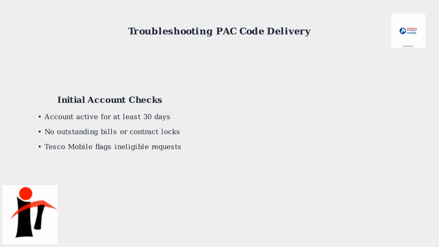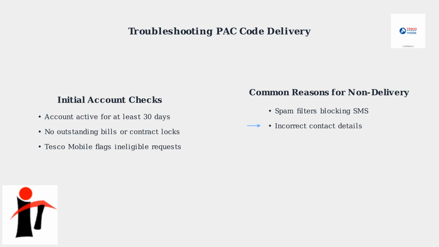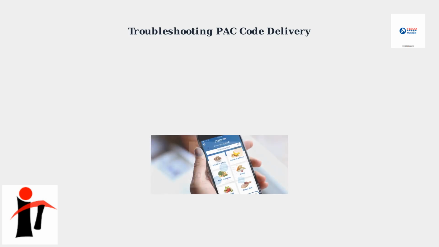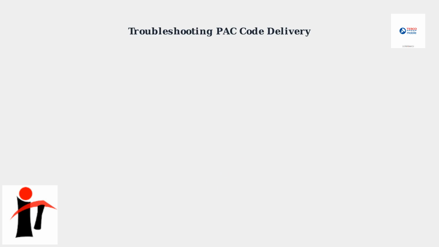contract locks, as Tesco Mobile will flag ineligible requests. Then, double-check that you've entered your request correctly, whether via text, the Tesco Mobile app, or by contacting support. Common reasons for non-delivery include spam filters blocking SMS, incorrect contact details on your account, or even server overloads, especially during peak porting seasons. The good news is that Tesco Mobile allows unlimited PAC requests without penalties. Let's explore the specific request methods and how to resolve common issues.